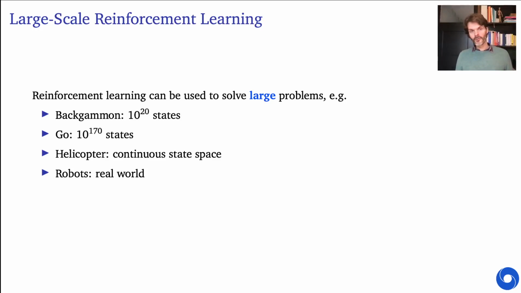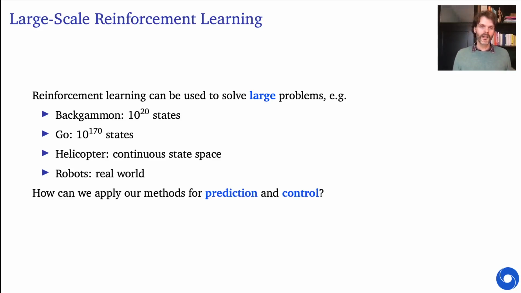There are, of course, smallish problems in which you could still enumerate all of the states. In that case, maybe you could just try tabular approaches. But in general, we want these algorithms to also apply to these larger problems. So this is our motivation for why we want to consider function approximation. And the intent is, of course, to apply the methods that we've already been talking about for prediction and for control.